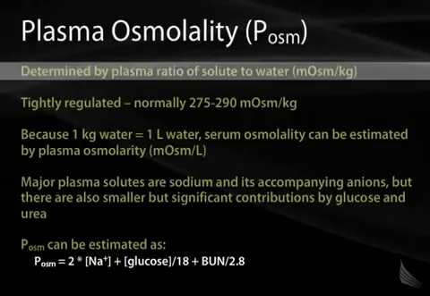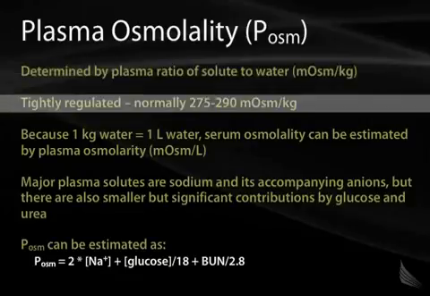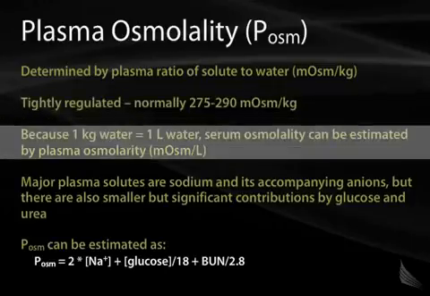Plasma osmolality is determined by the plasma ratio of solutes to water. This is a very tightly regulated range, normally between 275 and 290 milliosmoles per kilogram. Because the density of water is 1, and 1 kilogram of water equals 1 liter of water, serum osmolality can be estimated by plasma osmolality, and measured by milliosmoles per liter.